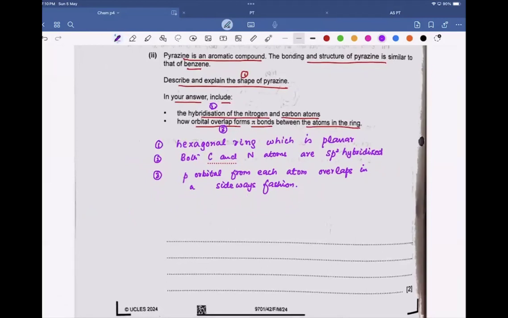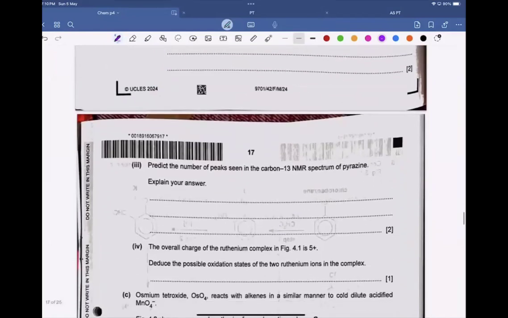Okay. Now, third part. Predict the number of peaks seen in carbon-13 NMR spectrum. Okay. Of pyrazine.